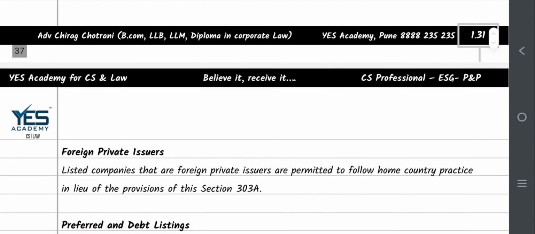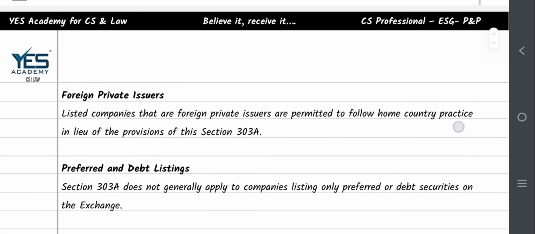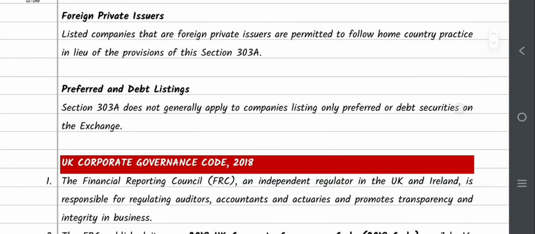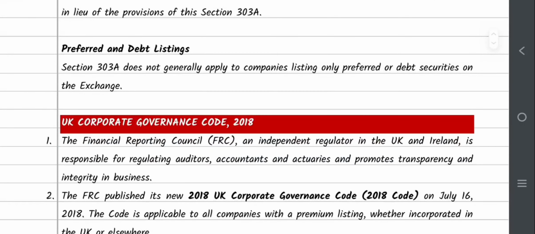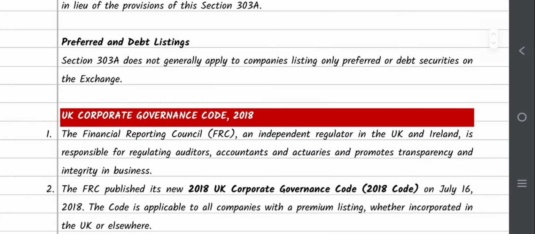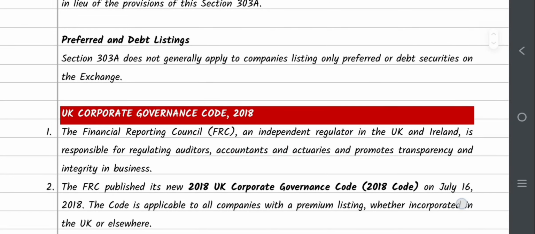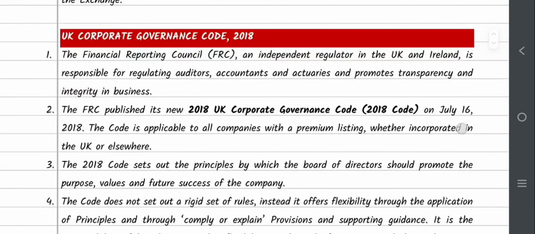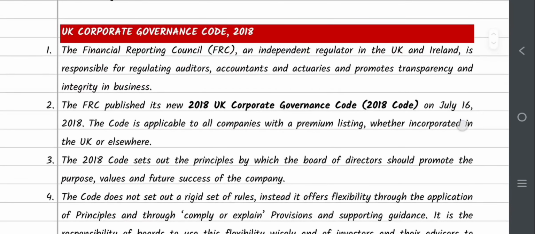And 1999 Kumar Mangalam Birla Committee, to promote and raise the standards of corporate governance. The recommendation of the report led to inclusion of Clause 49 in the listing agreement in 2000. Now we will read Clause 49 of the SEBI LODR regulations that was added because of the Kumar Mangalam Birla Committee.